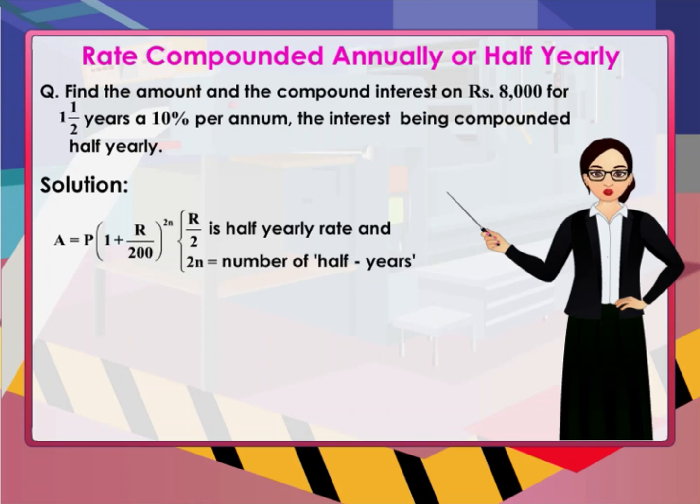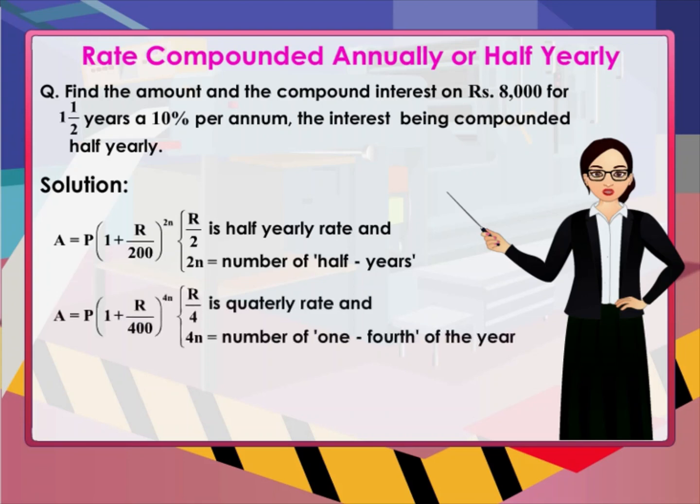Amount when interest is compounded quarterly, you can use the formula A is equal to P into 1 plus R by 400, the whole power 4n, where R by 4 is quarterly rate and 4n is equal to number of quarters of the years.